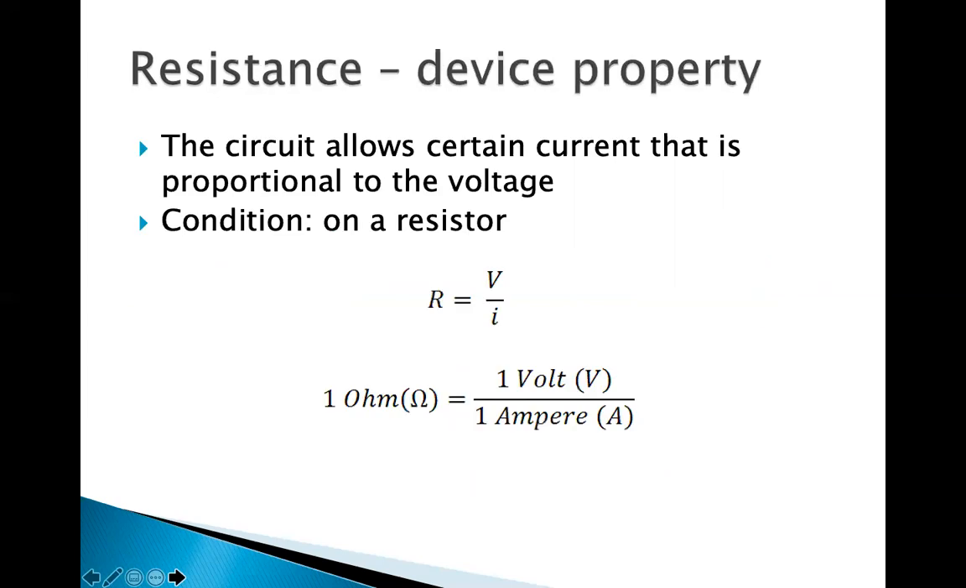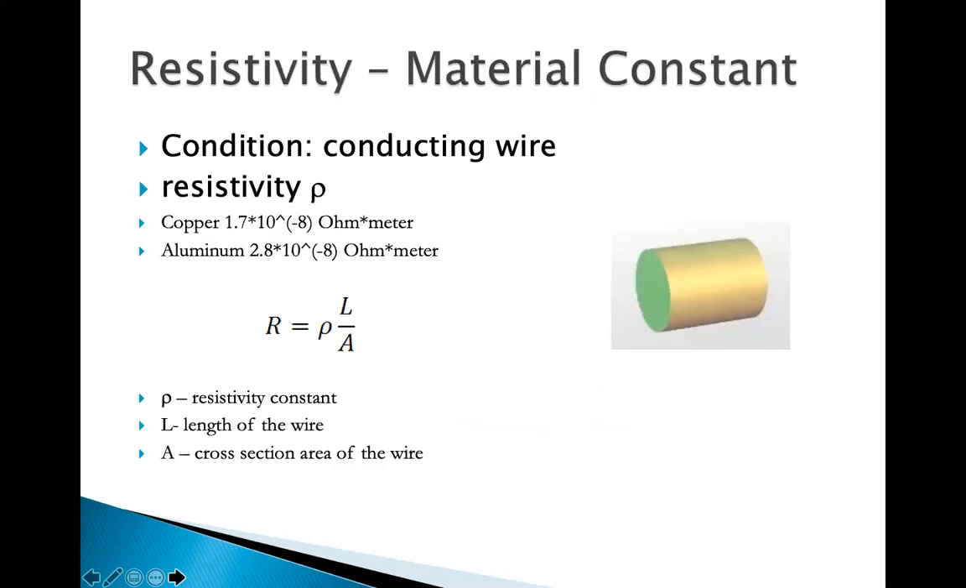So resistance, as a result, is a device constant. Resistance is the voltage over the current for a particular device. So this is the device constant. The SI unit is the ohm. 1 ohm equals 1 volt per ampere.